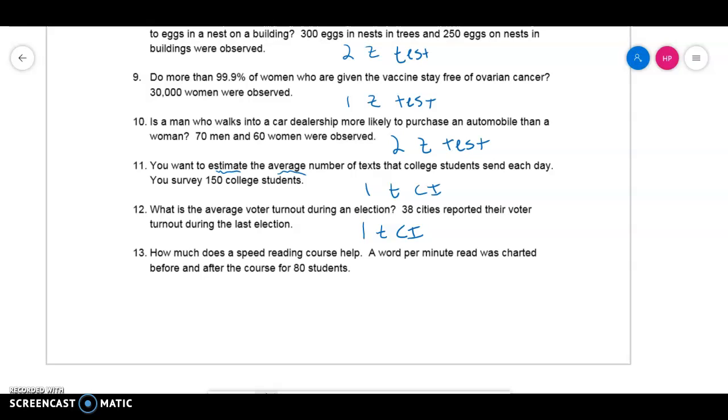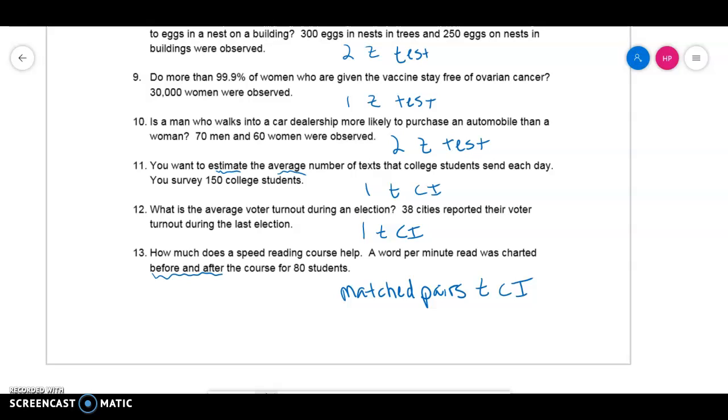The last one, how much does a speed reading course help? And so here is a perfect example of before versus after. So we take the assessment, whatever it may be, to see how well, how quickly, how much we can read in a certain period of time. Take the speed reading course, take the testing again after, and see how much of a difference there is for these particular students. And so since we're being asked how much does it help, this would be a matched pairs T confidence interval.